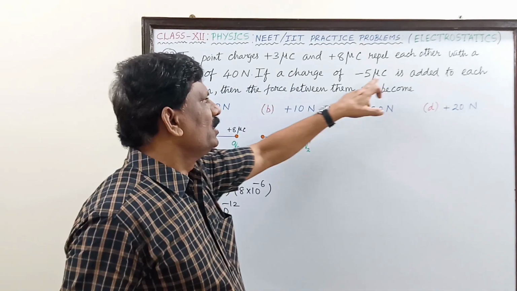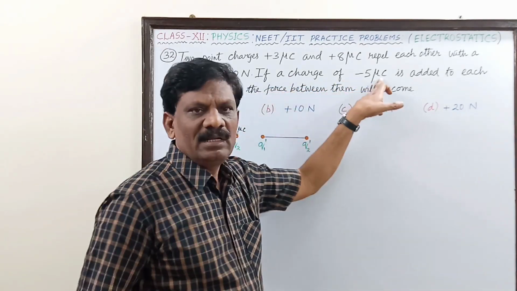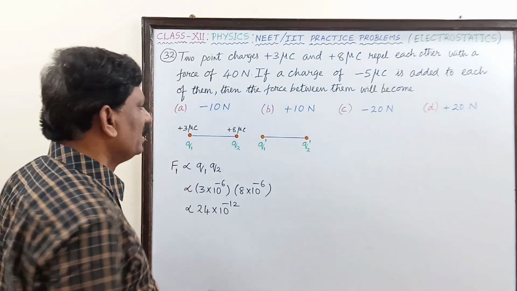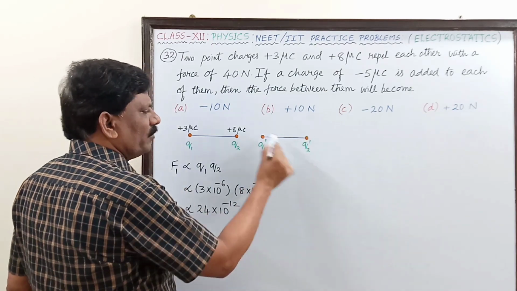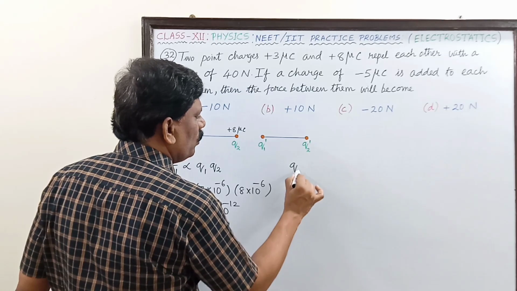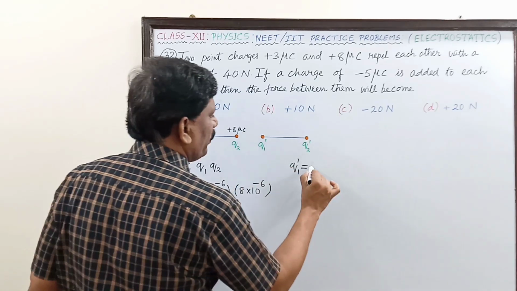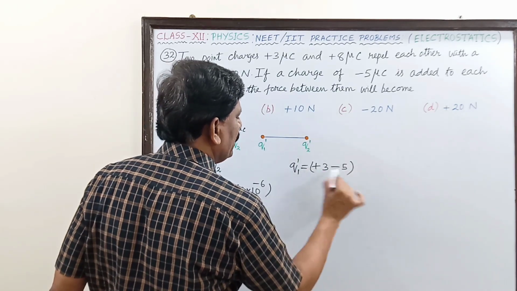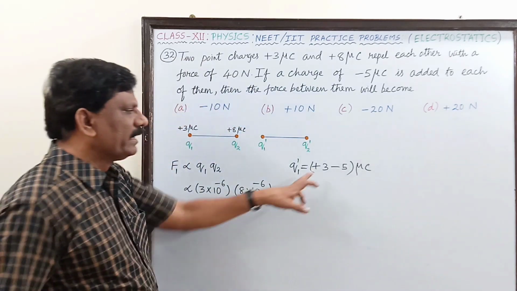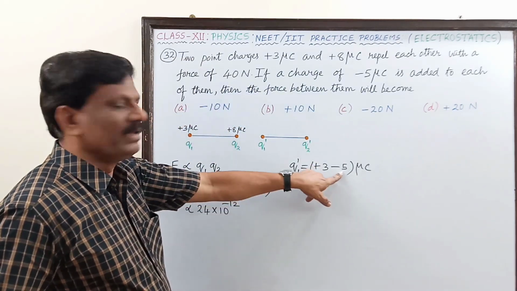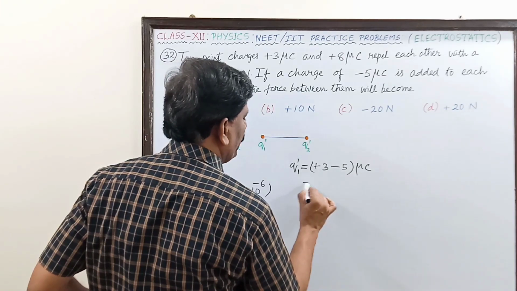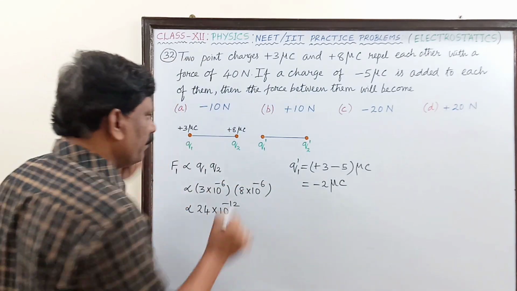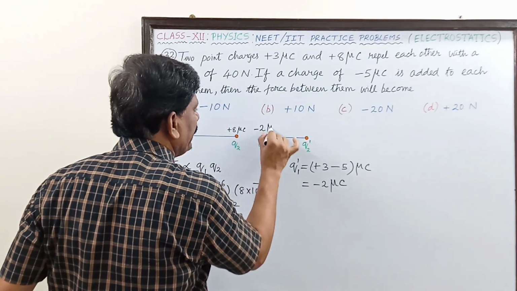Now, if a charge of minus 5 microcoulomb is added to each of them, in the second case I am going to take a Q1 dash. So Q1 dash is equal to plus 3 minus 5 microcoulomb. Earlier its charge was plus 3. Now we are adding minus 5 microcoulomb, so it will become minus 2 microcoulomb. Q1 dash is minus 2 microcoulomb.